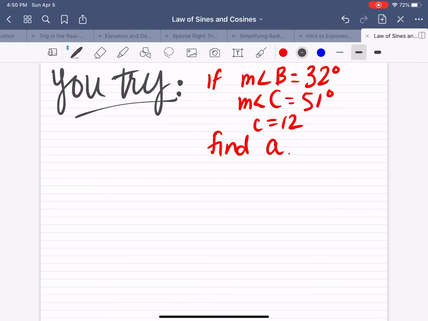Now go ahead and try the following, pause the video, then come back. I'm going to start by drawing my picture. Measure of angle B is 32. Measure of angle C is 51. Measure of side C is 12. And we're trying to find side A.